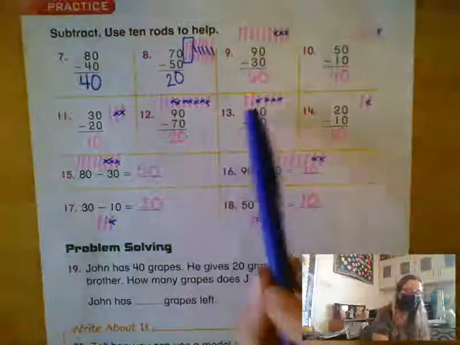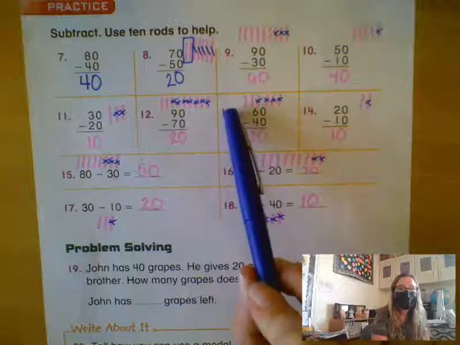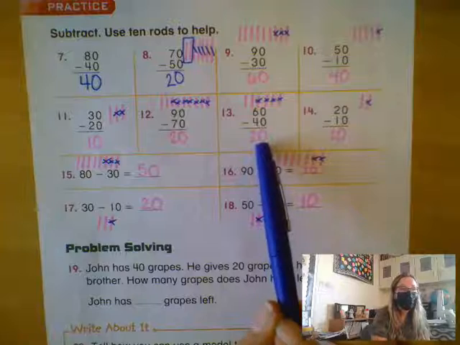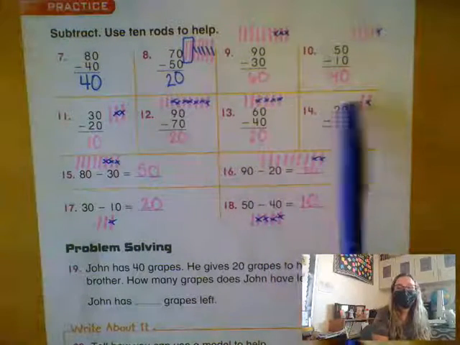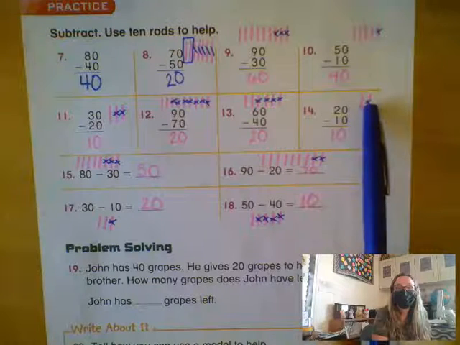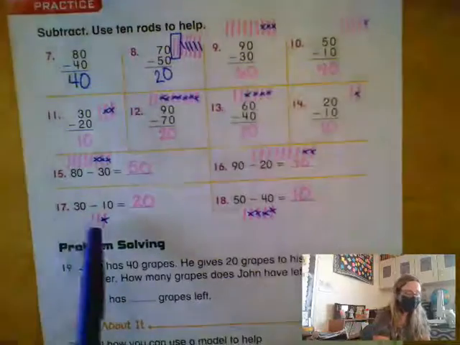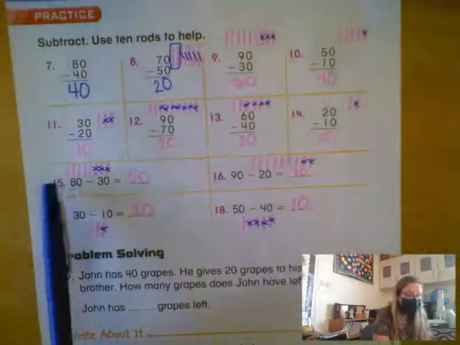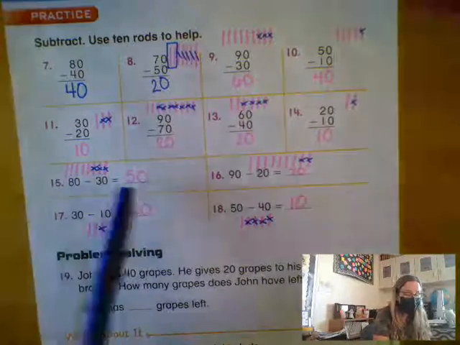For number 13, I drew out 6 tens. I crossed off 4 tens. That left me with 2 tens, which is 20. For number 14, I drew 2 tens. I crossed off 1 10. That left me with 1 10, which is 10. For number 15, I drew out 8 tens. I crossed off 3 tens. That left me with 5 tens, which is 50.